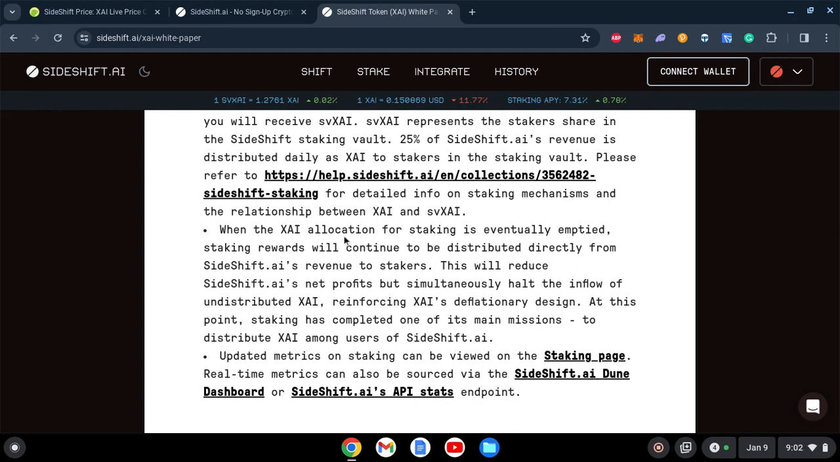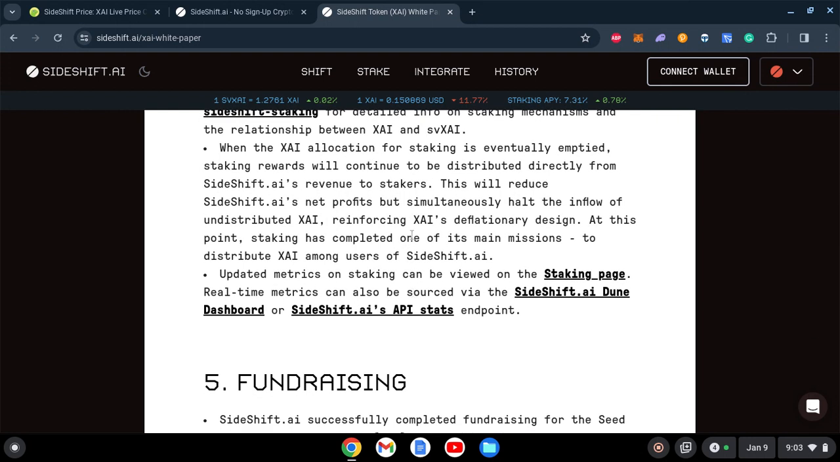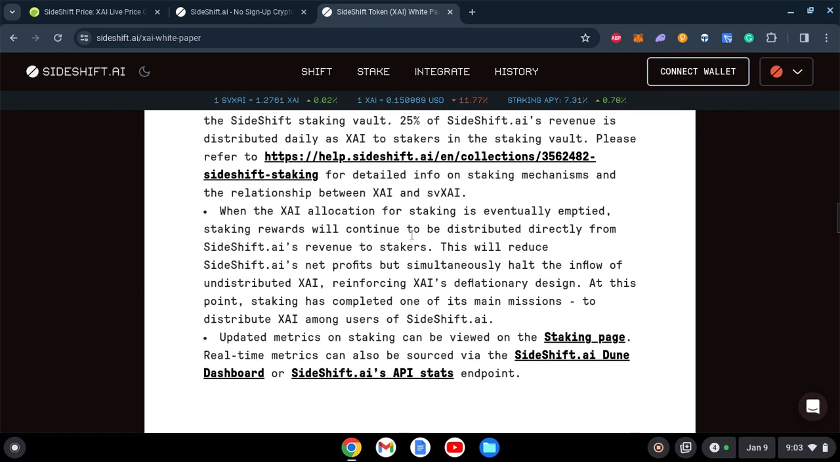When the XAI allocation for staking is eventually emptied, staking rewards will continue to be distributed directly from Sideshift AI's revenue to stakers. Still, this will reduce Sideshift AI's net profits, but simultaneously halt the inflow of undistributed XAI, reinforcing XAI's deflationary design. At this point, staking has completed one of its main missions, to distribute XAI amongst users of Sideshift.ai. So basically this means, if you do not understand all this, that's fine.